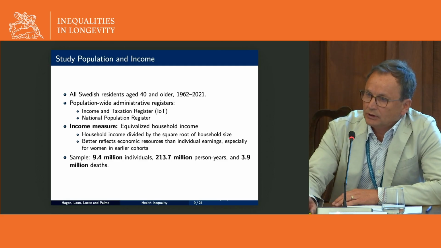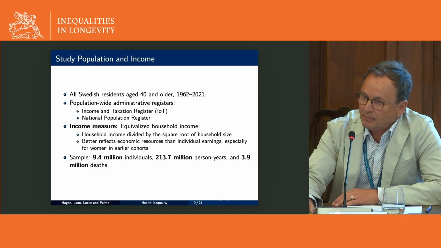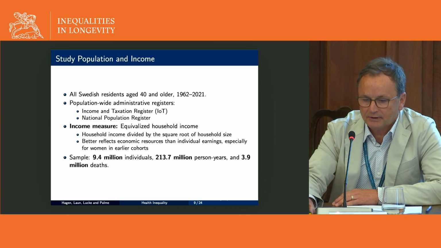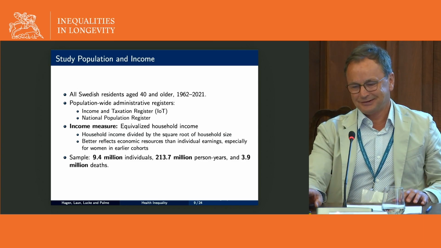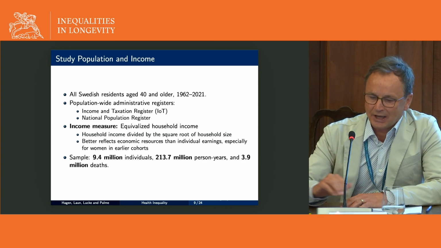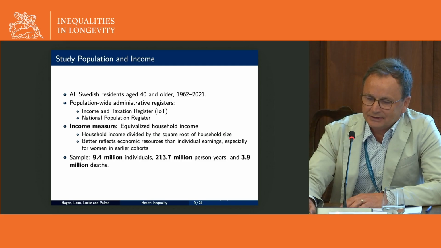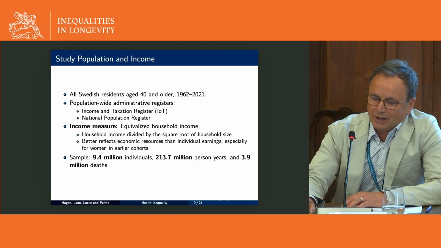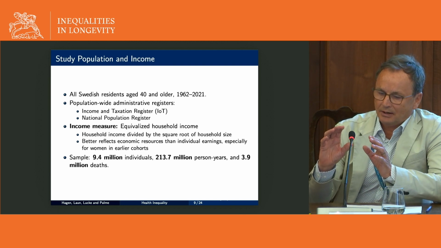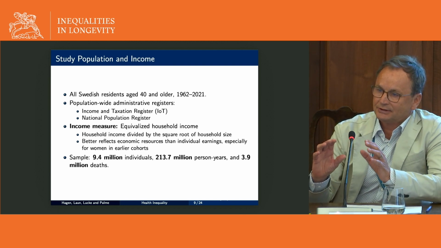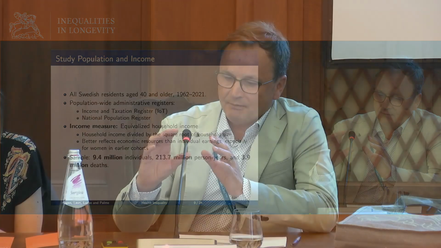I mean, we use the so-called OECD scale, a square root of the number of household members. That's to correct for differences in needs. So we have a huge sample size. We look at 9.4 million individuals, more than 213 million person-years, and then we observe almost 4 million deaths in the sample over this period.